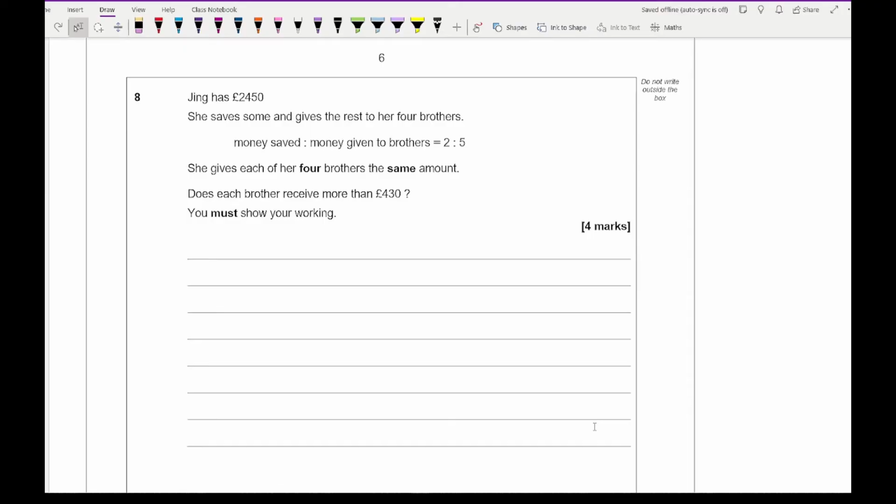£2,450. She saves some money and gives the rest to her 4 brothers. The money saved to the money given to the brothers is in the ratio of 2 to 5. She gives each of her 4 brothers the same amount. Does each brother receive more than £430? So let's first of all look at how much money she's giving. So here is our total amount, and this is the ratio that we need to share it among.